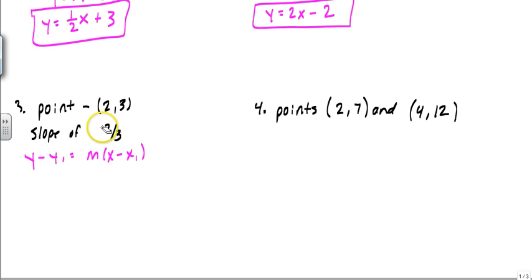Actually, I don't need that equal sign. We'll put it in parentheses, that way you can see it. All right, so it's a slope of negative 2/3. So we've got a point of (2, 3) and a slope of negative 2/3. So I'm going to use all this information.